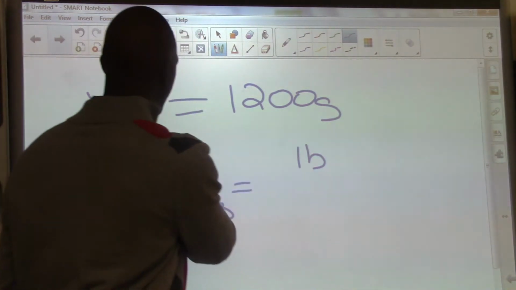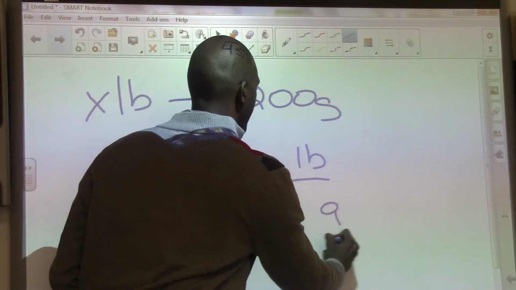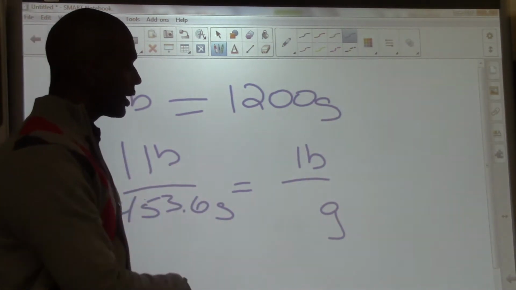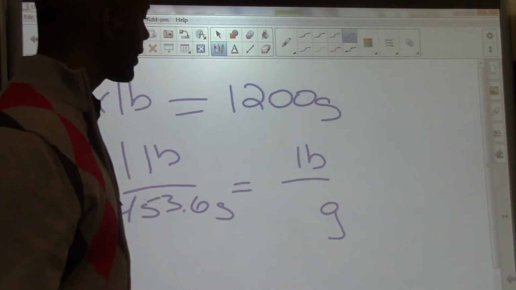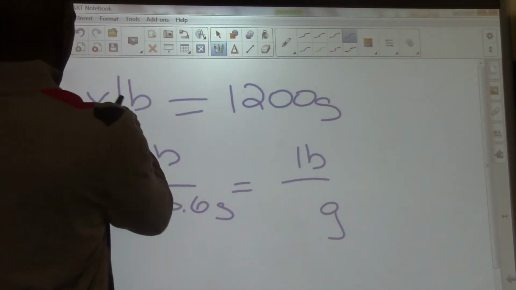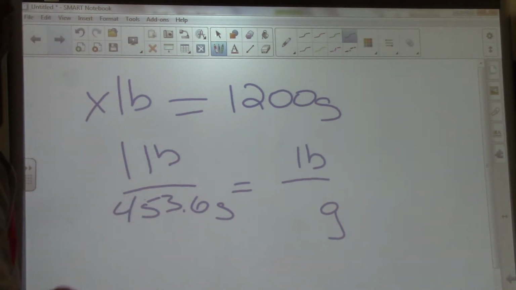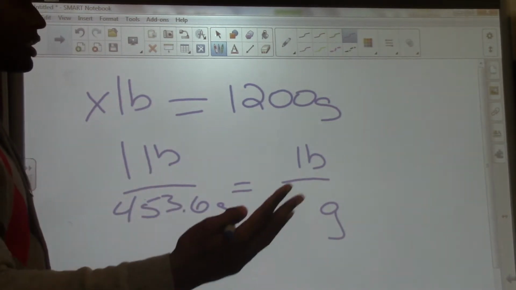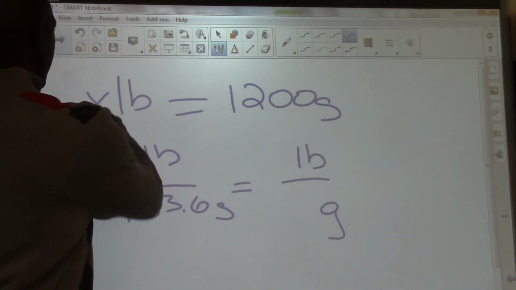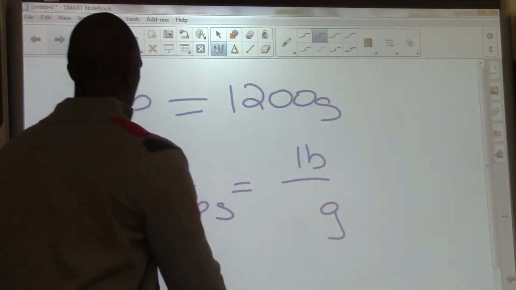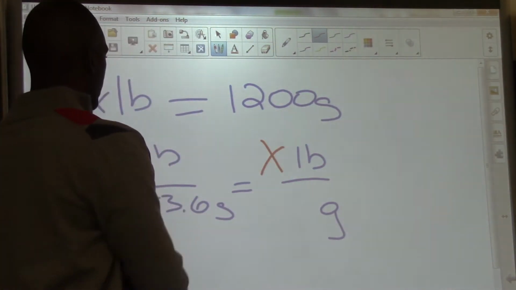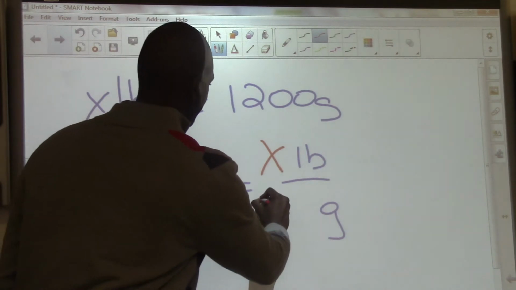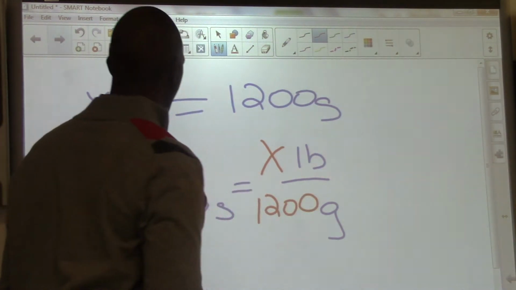Since we had pounds in the numerator, we're going to have pounds in the numerator on the other side of the equal sign. We had grams in the denominator, so we're going to have grams in the denominator on the other side. We're looking for how many pounds are in 1,200 grams. Since we're asking how many, that tells us X pounds, because we don't know it. How many grams do we have? Grams is in the denominator, and we have 1,200 grams.